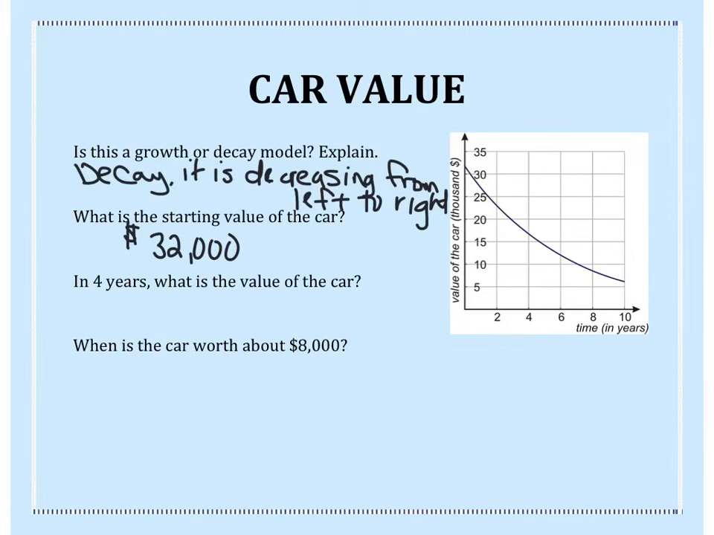The next question says, in 4 years, what is the value of the car? So now we look at, does my x value or my y value talk about years? Well, my x value is years. So I'm looking for when my years are 4. So I'm going to follow this 4 all the way up until it touches the line, and then we go over. This is approximately $17,000.